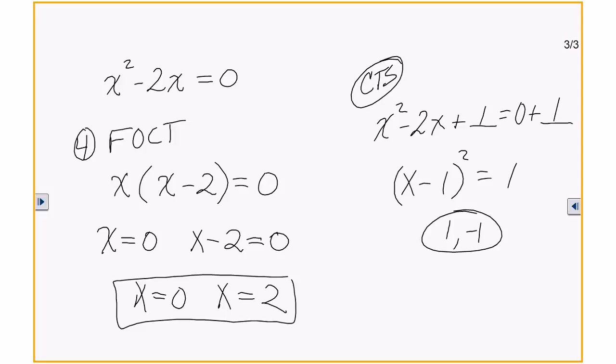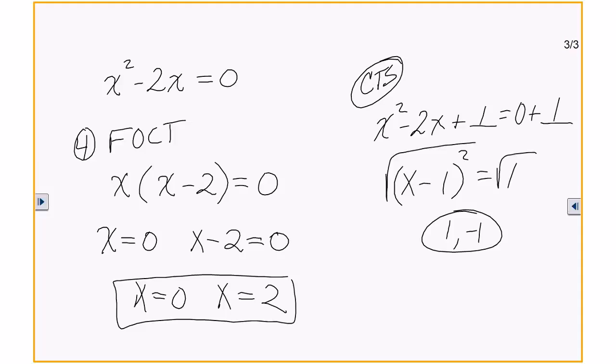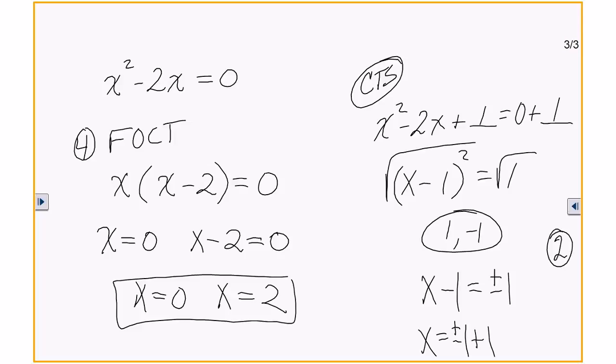And if you wanted to, you could solve it for x and get these two again. Take the square root of both sides. x minus 1 is equal to positive or negative 1. x is equal to positive or negative 1 plus 1. What's 1 plus 1? 2. What's negative 1 plus 1? 0. And that's your 2 x-intercepts.